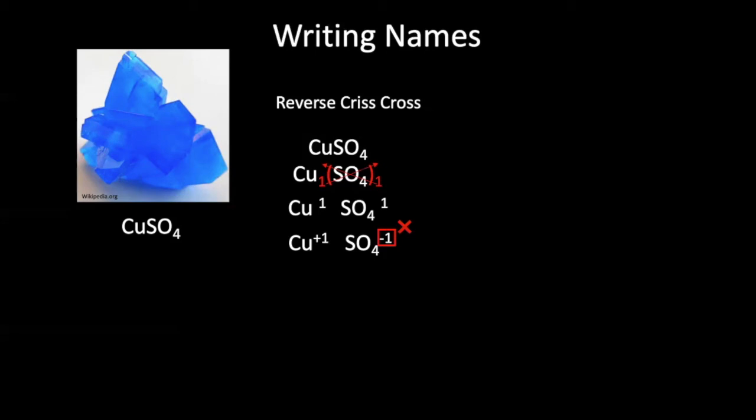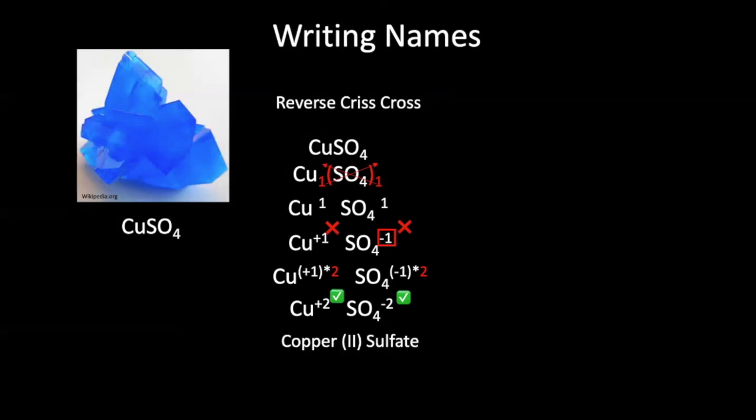Well, in this case, this formula was simplified by a factor of 2 when it was named. So what we have to do is unsimplify it by multiplying it by 2. So if we multiply both sides by 2, we get Cu plus 2 and SO4 minus 2. If we look at the charges, they are now correct for the sulfate, which means we're now correct for the copper. So we can write the correct formula, copper, Roman numeral 2, sulfate.